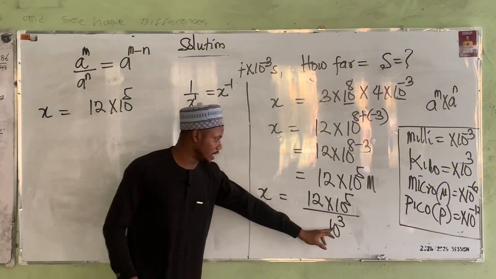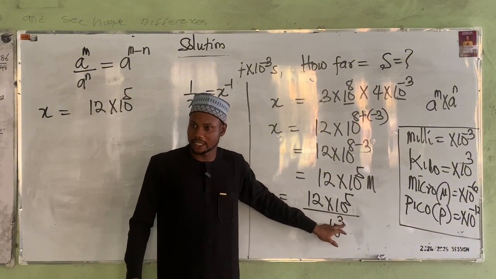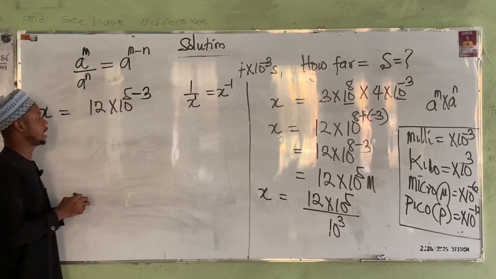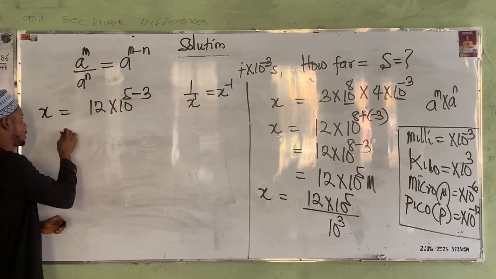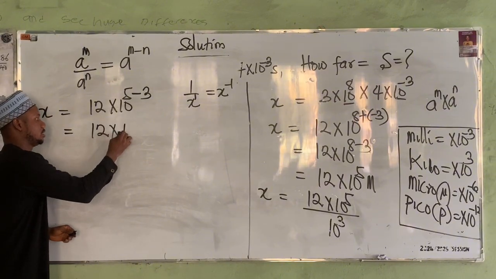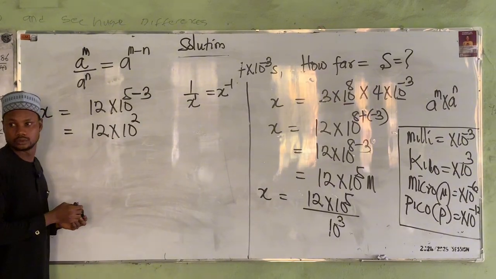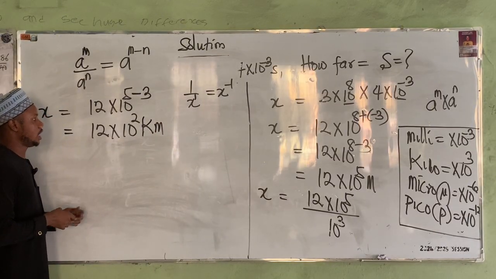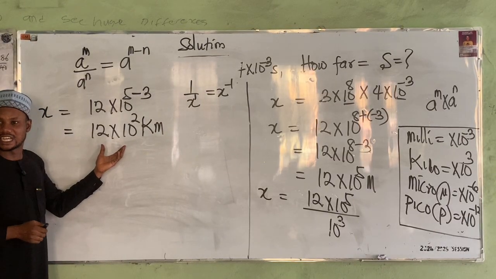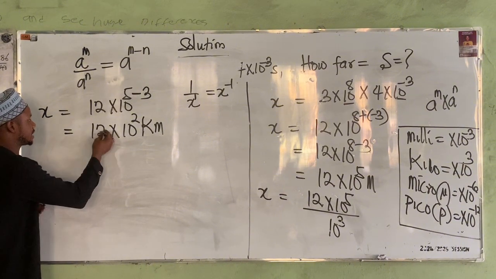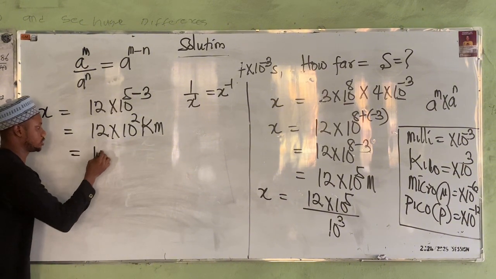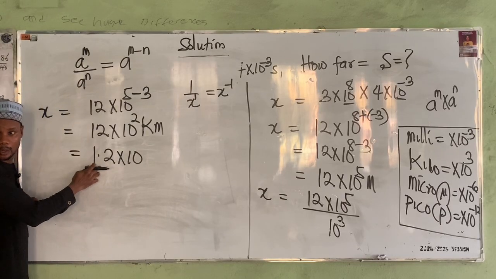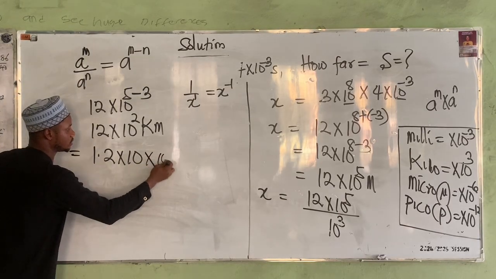So let's apply the same thing here. Let me take this 3 from denominator to numerator. What will be the sign, please, class? Minus 3. So class, 5 minus 3, what is the answer here? This will be 12 times 10 raised to the power of what? 2. Is it 2? In what? Kilometer. But at this point, they want the answer expressed in standard form. So expressing this in standard form, I will have 1.2 times 10.